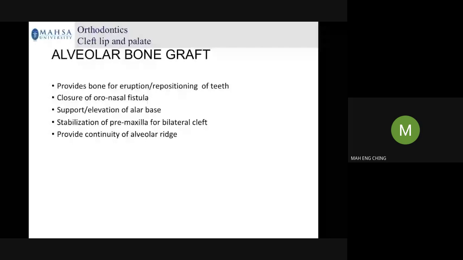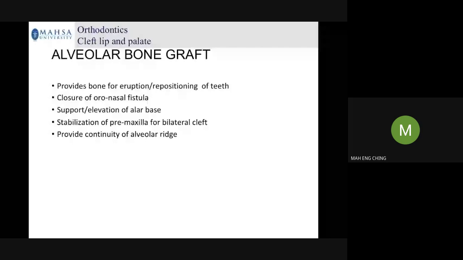And also, if you put a bone, then they support the elevation of the alar base. Alar base is the side of the nose. Sometimes, like I say, if the cleft they collapse, flat nose, you put a bone graft, you can elevate the nose a little bit, so they get a better aesthetic outcome. Stabilization of the premaxilla for the bilateral cleft. Again, if you put the bone back, then they join together in one piece. It's better than a few pieces walking around.